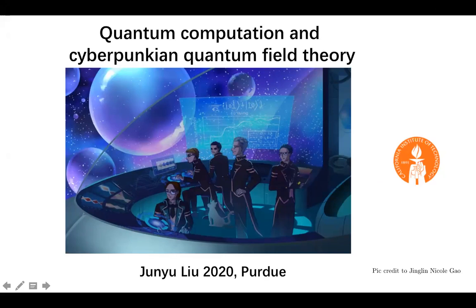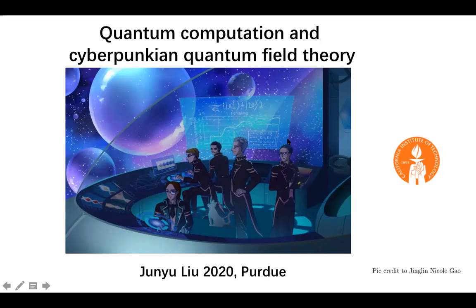It's very exciting to be here to give a talk. My title, as introduced, is quantum computation and cyberpunkian quantum field theory. The word cyberpunkian quantum field theory is actually made by me. It is not an existing terminology before I wrote it down, but maybe you are confused about what it means. I will explain very soon. But before that, maybe I can give a sense of what we are doing and what I will present in this talk.